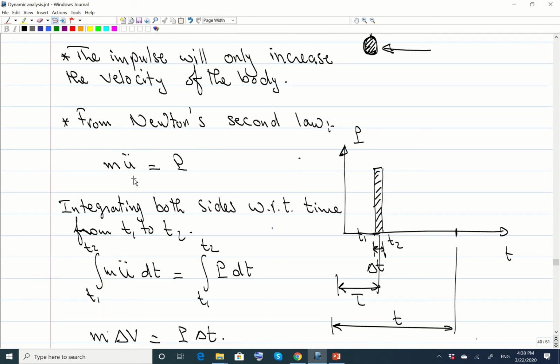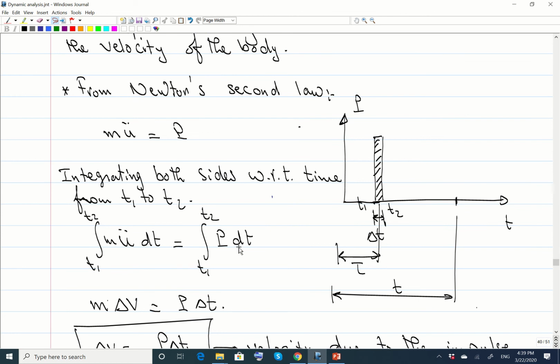If I integrate both sides here, the integration of m u double dot dt is equal to P dt. I'm going to integrate this from T1 to T2, the time where this force is applied. The difference between T2 and T1 is delta T. So P multiplied by dt, P is constant, so the integration of P is P multiplied by T, and then you put those terms, so it's going to be P multiplied by T2 minus T1, which is P delta T.